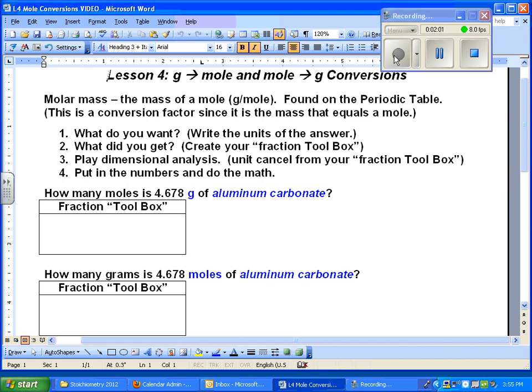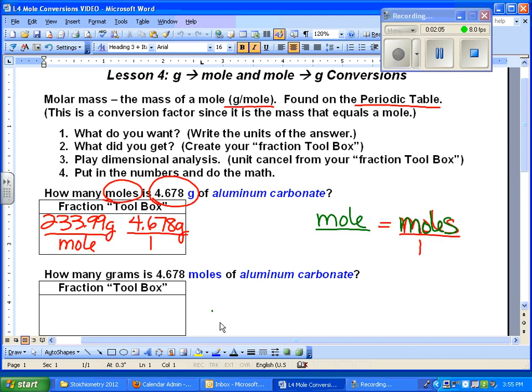So I look at my toolbox, and I try to find something with moles in it. This first one has grams and moles. The second one has just grams. So I'm going to use this one because here are the moles that I'm looking for. So I'm going to put mole on top and grams on the bottom. With the molar mass, the number always goes by the grams. So it's 233.99 grams.